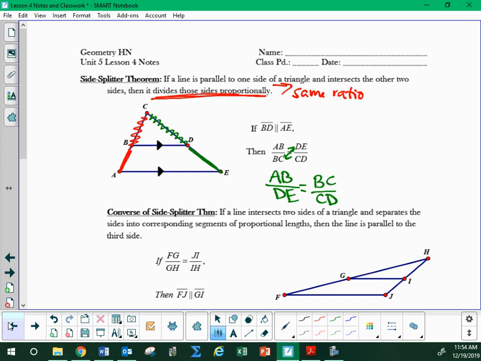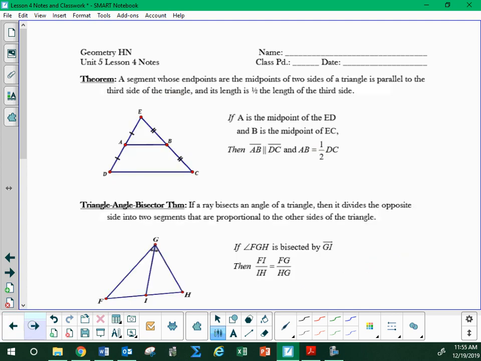Okay, so our side splitter theorem says if the lines are parallel, we know those side pieces are proportional. The converse, right? Think back to conditional, inverse, converse, contrapositive. What does the converse do to our statement? Good, it flips it. So our converse then says, if I start off knowing it's proportional, then that means the lines are parallel. So original side splitter: if the lines are parallel, I can say those pieces are proportional. The converse says if I have the pieces are proportional, then I can say the lines are parallel. So concept: parallel lines, proportional pieces, vice versa.